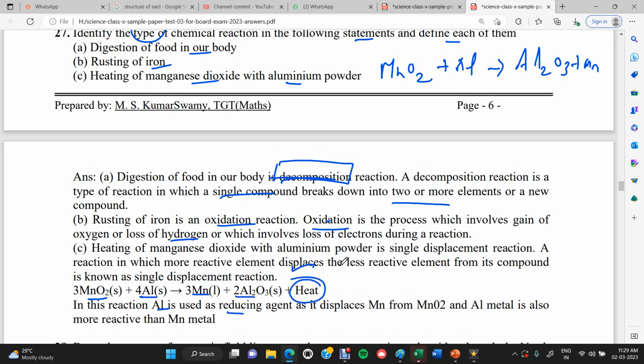So what happens here? The MnO2 has become Mn. So reduction takes place. Oxygen has been removed from manganese. So who helped for the removal of oxygen? Al. So that can be called a reducing agent, right? And Al is more reactive than Mn. Make a note in your mind. Mark anywhere: aluminum is more reactive than manganese.